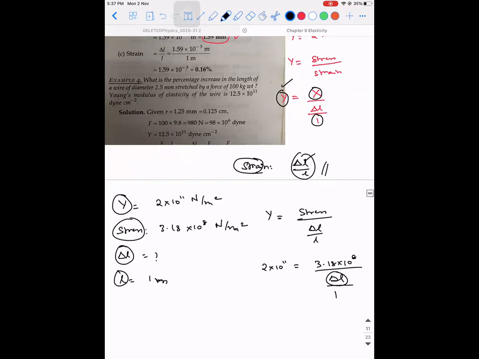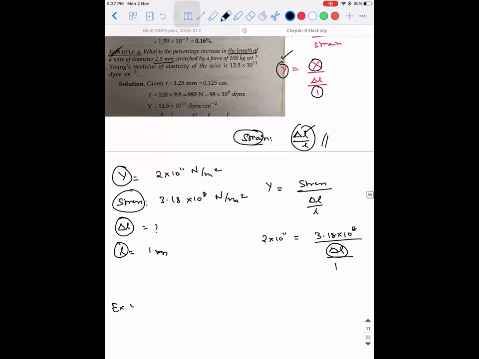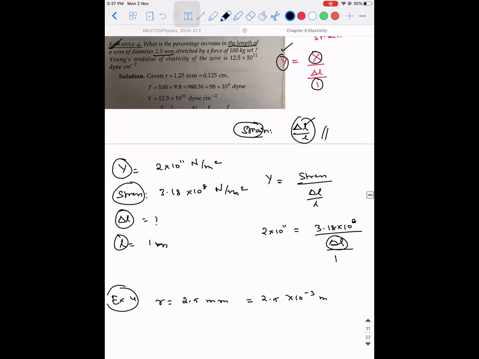Let's do one more problem. So what is the percentage increase in the length of wire of diameter 2.5 millimeter? So example 4, R is equal to 2.5 millimeter, that is 2.5 into 10 power minus 3 meter. The wire is stretched by a force of 100 kilogram weight. So force is 100 kilogram weight. Remember, 1 kilogram weight is equal to 9.8 Newton. So 100 kilogram weight will be 980 Newton. Have this in your mind.